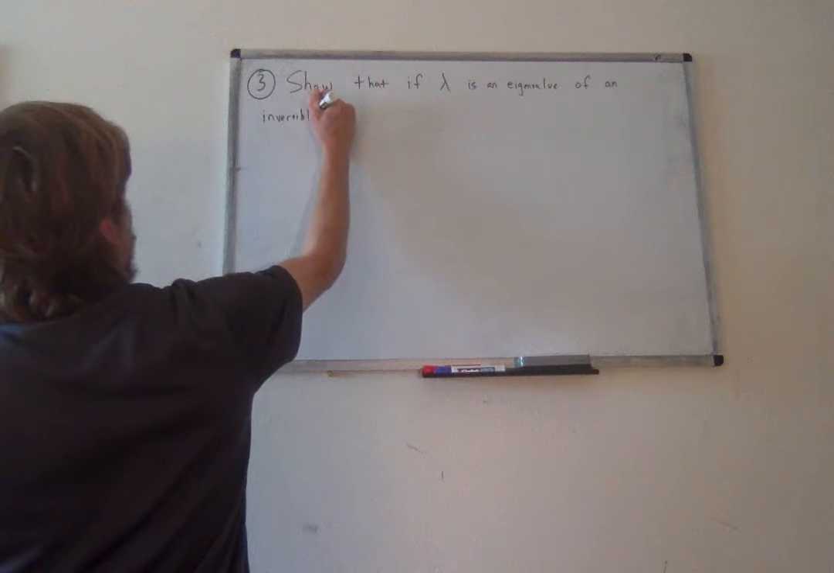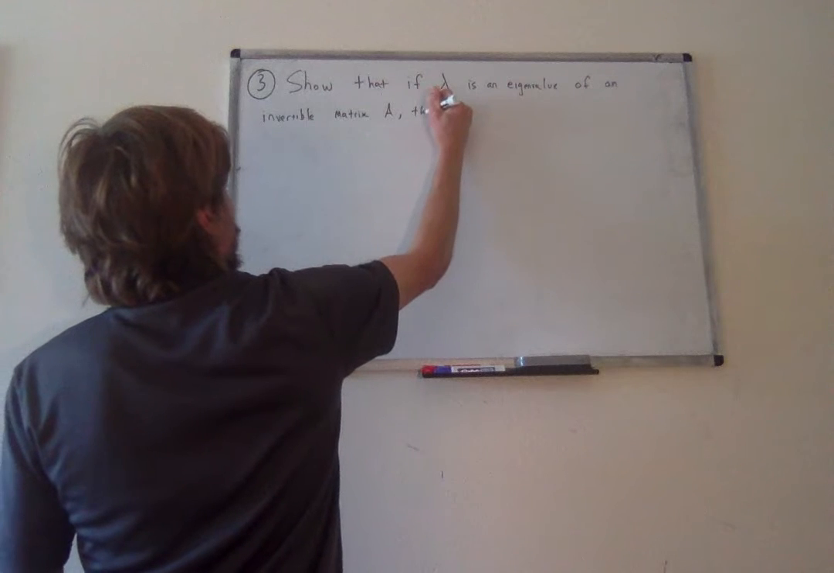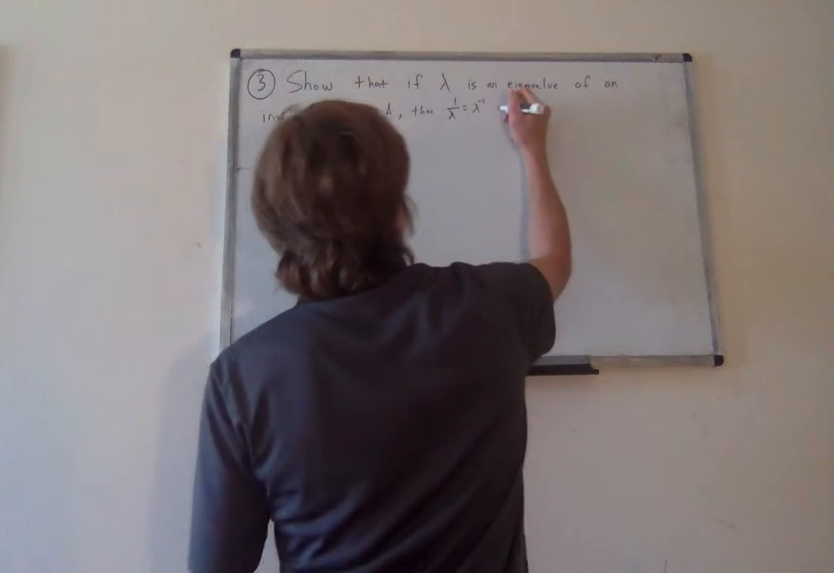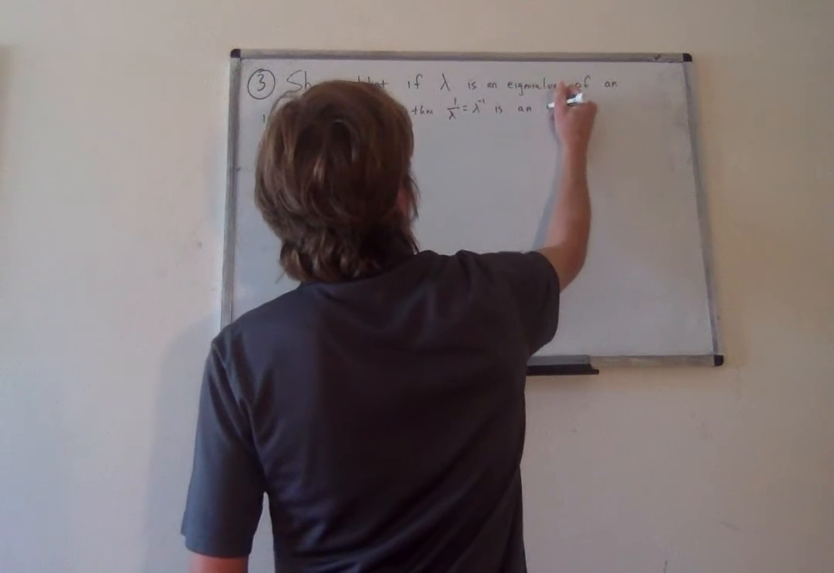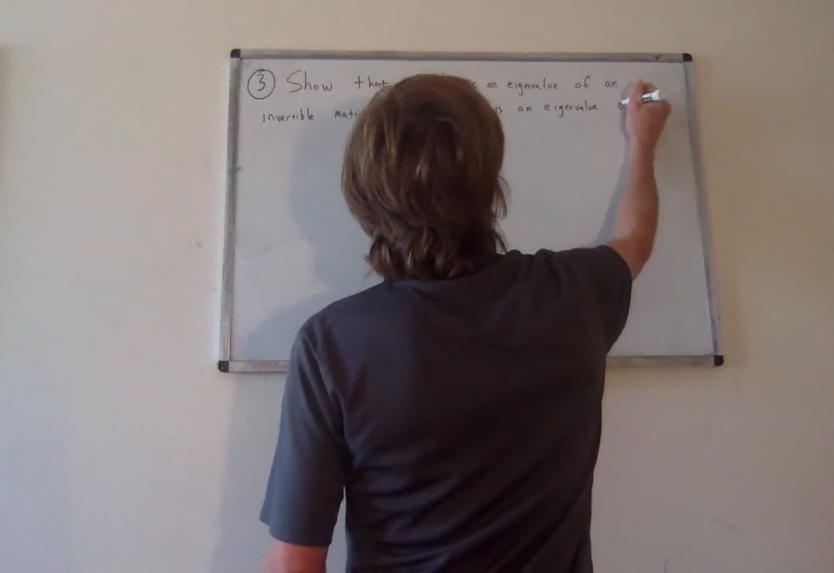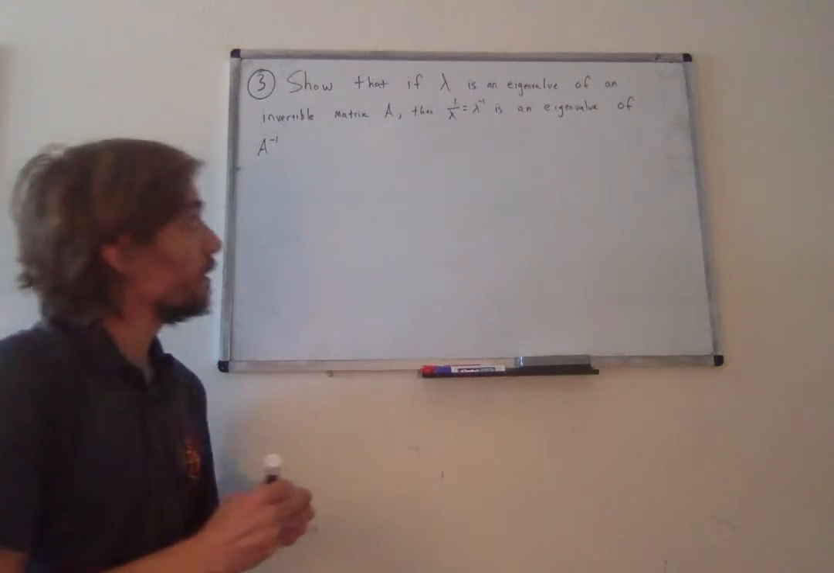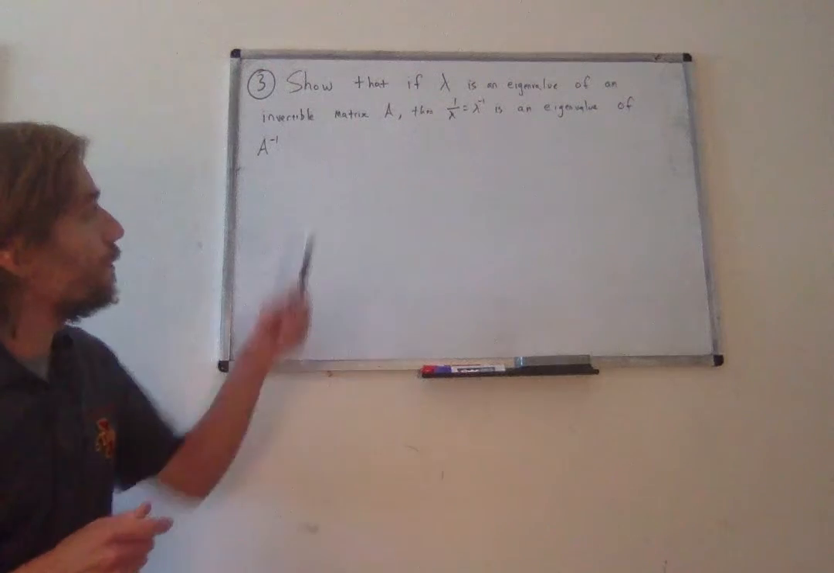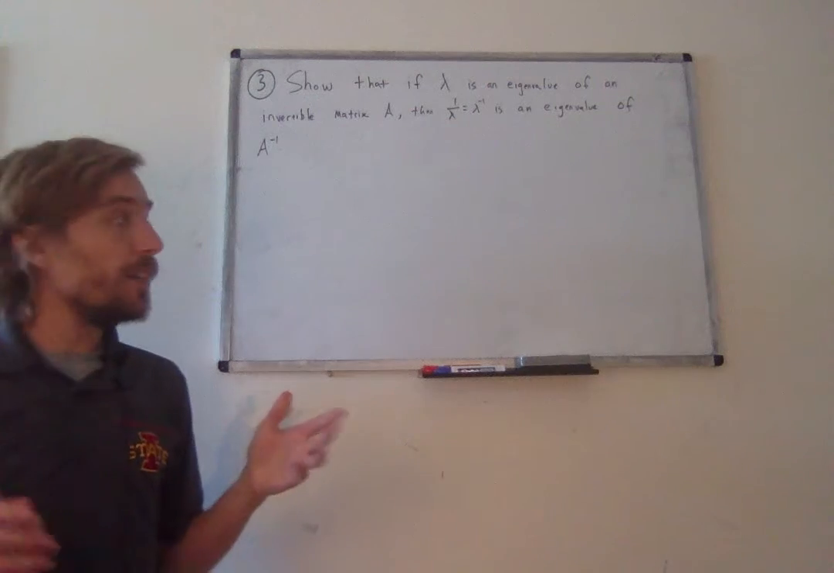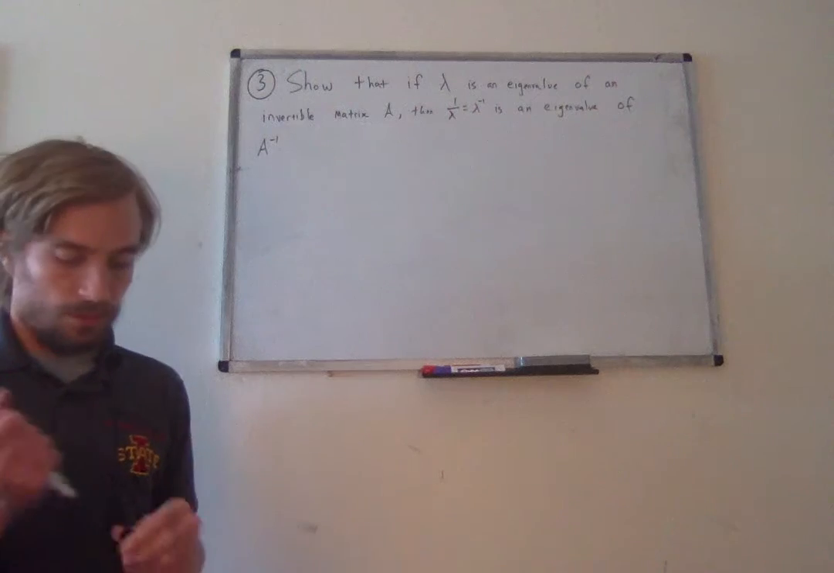It turns out that with eigenvalues, we also have a nice relationship between the eigenvalues of A and its inverse. That is, if lambda is an eigenvalue of A and A is invertible, right? And so now we know that this means that A has no zero eigenvalues. Well, that means that 1 over lambda is an eigenvalue of A inverse.